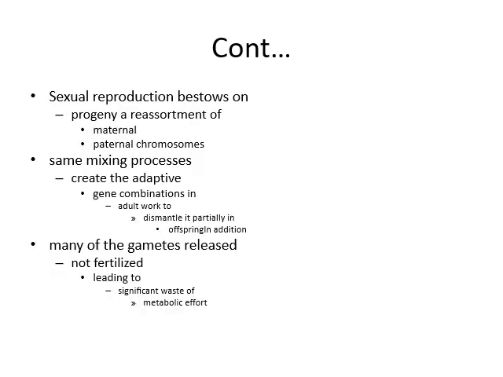Sexual reproduction bestows on progeny a reassortment of maternal and paternal chromosomes. So in sexual reproduction, maternal chromosomes and paternal chromosomes will join and move to the offspring. The same mixing process that creates adaptive genetic combinations in the adult is partially dismantled in the offspring. So this genetic combination will go into the offspring.